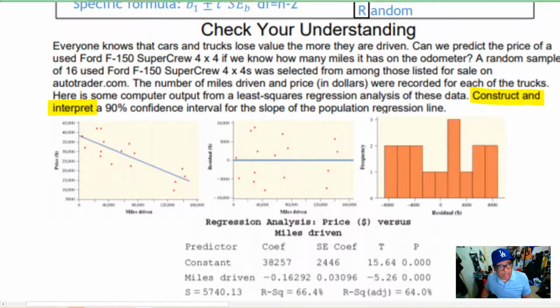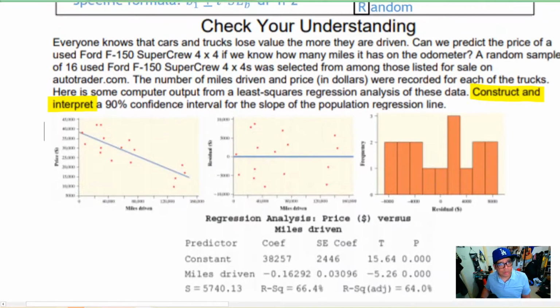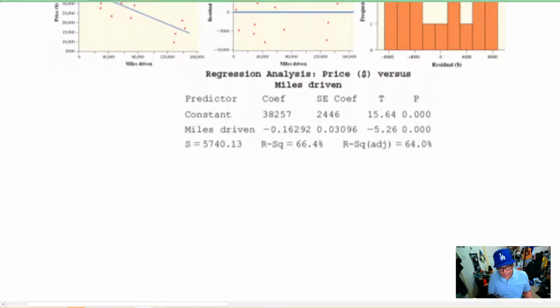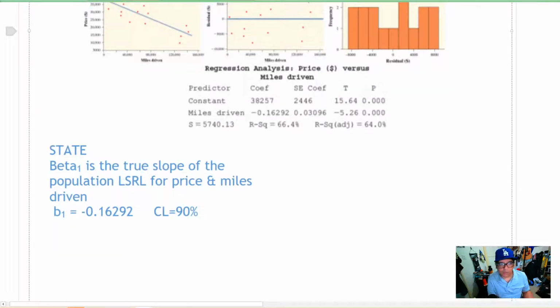And I'm going to eat my words now, because there's nothing here, so we are going to have to do a 90% confidence interval. Let's get started with that. State-wise, we have that beta 1 is the true slope of the population LSRL for price and miles driven. B1 we can find in our chart right about here, miles driven, and B1 is negative 0.16292. Confidence level is 90%. That takes care of state. Let's plan.